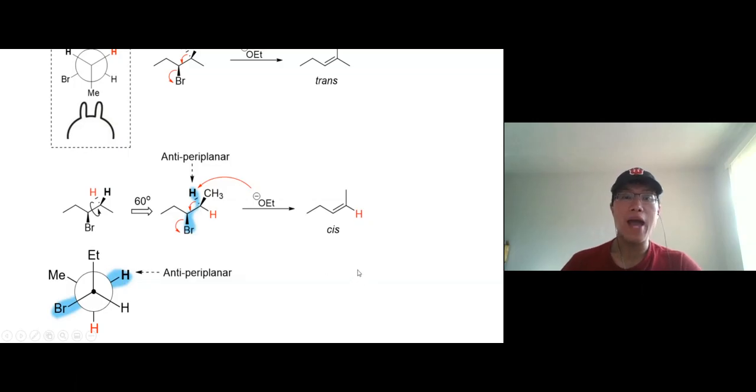I really do hope that the animation I drew on this slide helps some of you, not everyone, but some of you, see the anti-periplanar, right? And how it rotates, you get another anti-periplanar conformation.